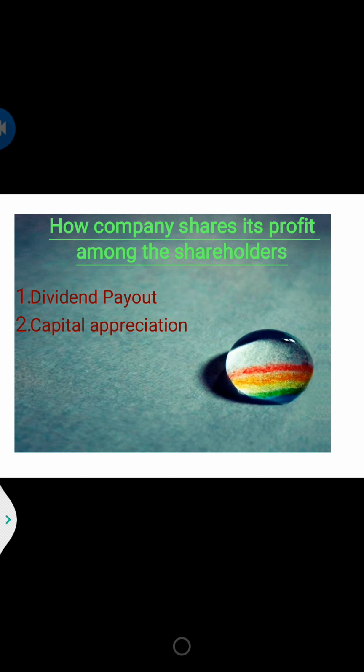Here we can see there are two ways in which the company shares its profit among its shareholders: dividend payout and capital appreciation. Thus the money raised in the primary market goes directly to the issuing company. This is where the capital formation of the company takes place.